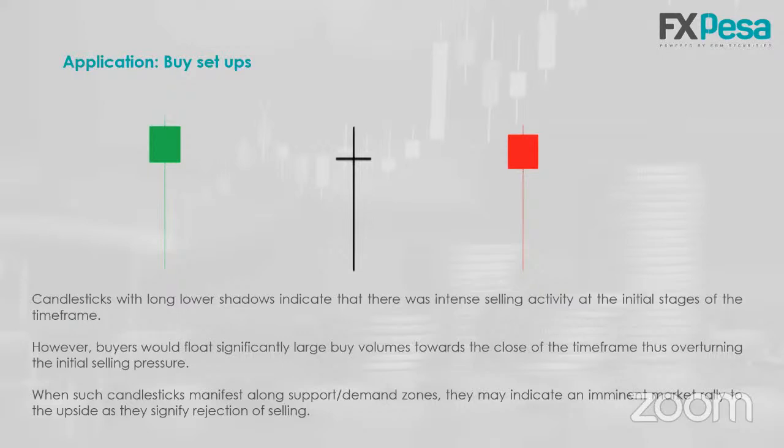So let's look at the application on the buy setups with the bullish reversal candlesticks. The candlestick with the long shadows indicates that there was intense selling activity initially. However, buyers came in and with significant buy volumes, they were able to overturn the initial selling pressure. So when such candlesticks manifest along support or demand zones, this might indicate an imminent market rally to the upside, because it is signifying that there is a rejection of the selling and then buying is setting in.